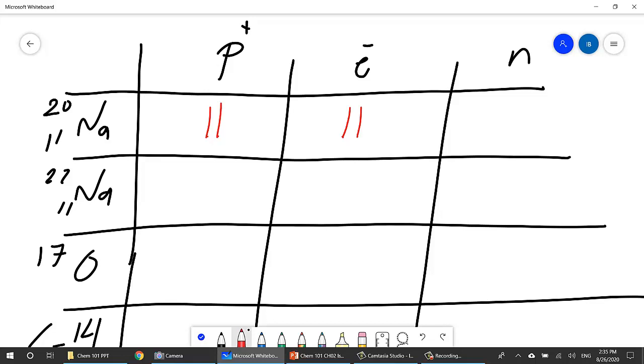The question is, how many neutrons do we have? You can tell how many neutrons you have easily by subtracting the two numbers from each other. So 20 minus 11 is 9. So we have 9 neutrons in this sodium atom.